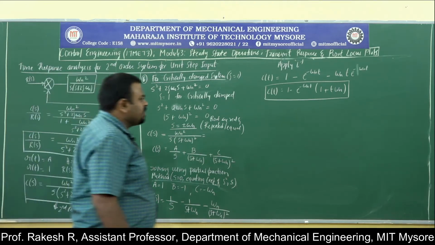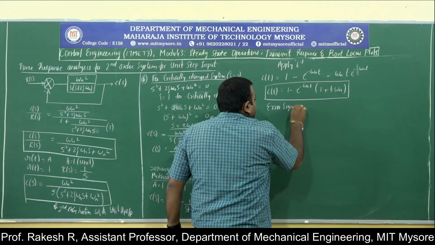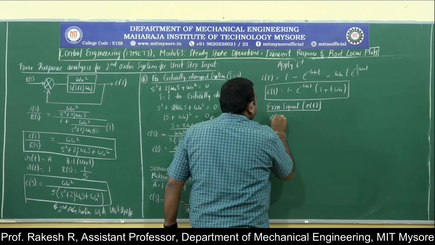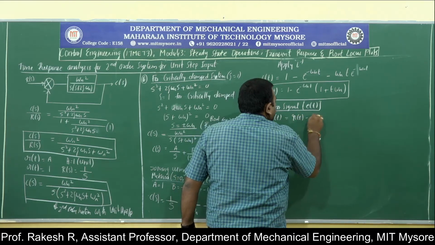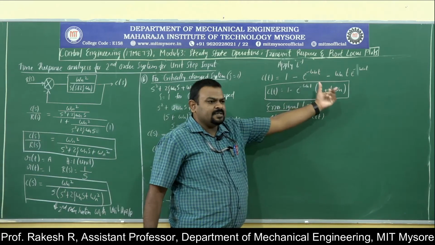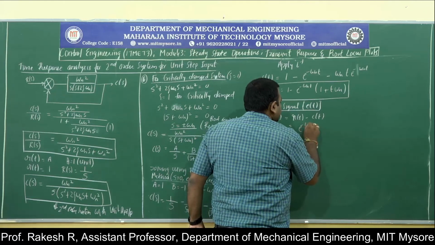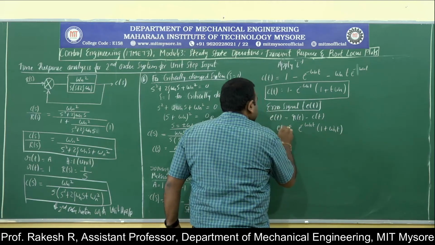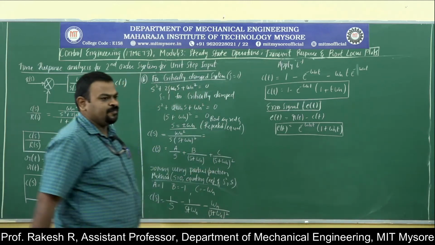Again the same thing, I need to calculate the error signal. Error signal is nothing but E of t. This will be there always. E of t will be equal to R of t minus C of t. Directly I will write 1 minus this. So minus into minus plus, 1 will get cancelled. E to the power of minus omega n t into 1 plus omega n t. So this is the error signal, and if you calculate the steady state error, it will be 0.